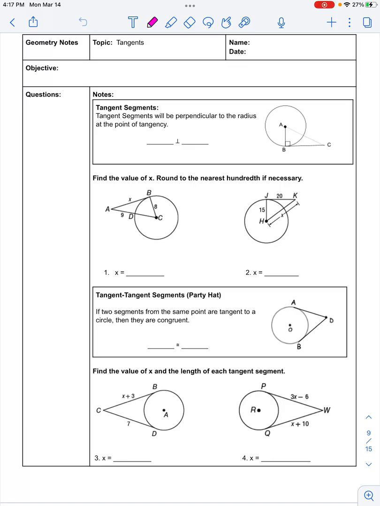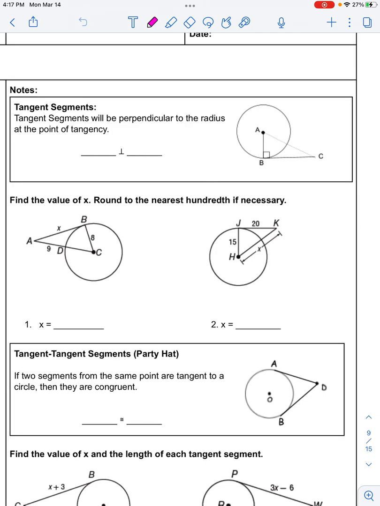There are two things about tangents that we're going to look at today. Remember that a tangent is a line or a segment that just barely goes by and touches a circle in one place. It's really hard to draw them, but BC would be a tangent. It touches at point B.